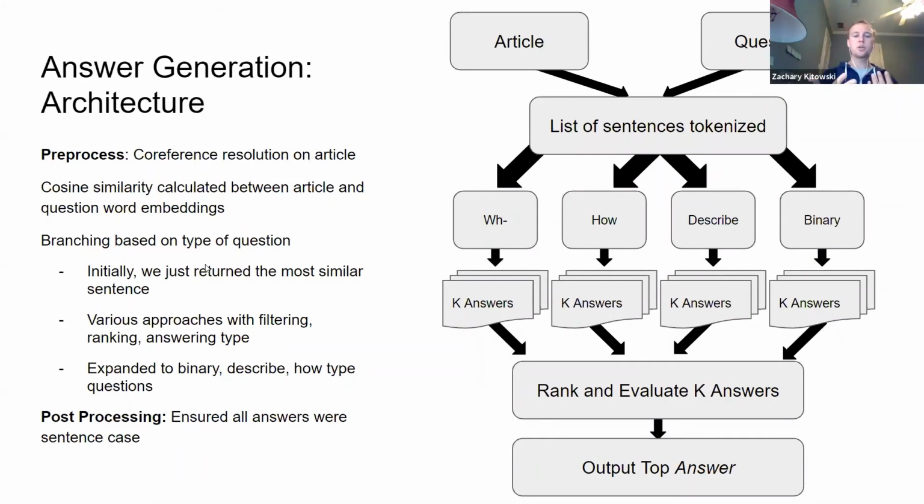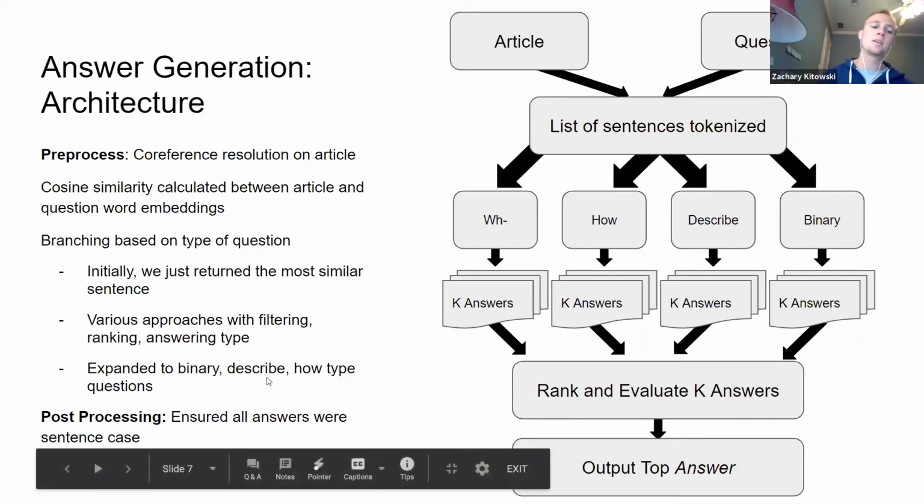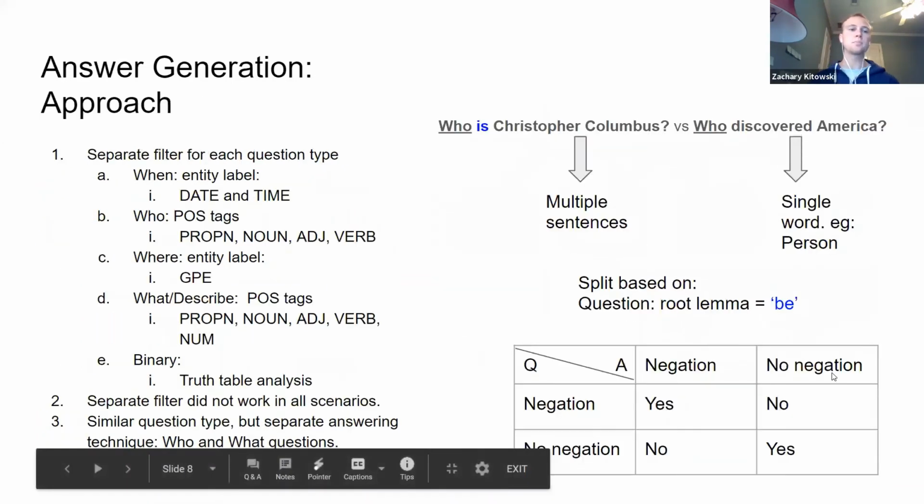Initially, we just returned the most similar sentence based on the question embedding. However, we wanted to improve that, and so we had various approaches from filtering, ranking, as well as the answering type, as well as expanding to binary, describe, and how type questions. And then at the end, we do post-processing and ensure all the answers were sentence case.